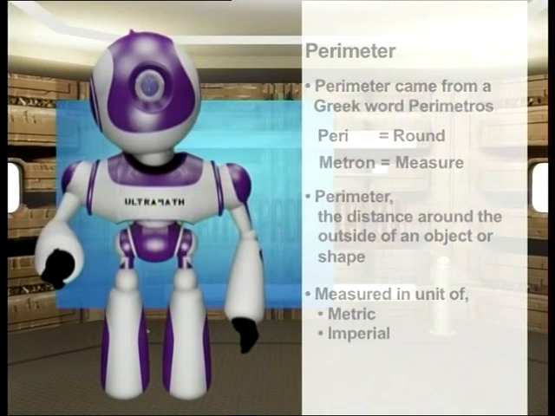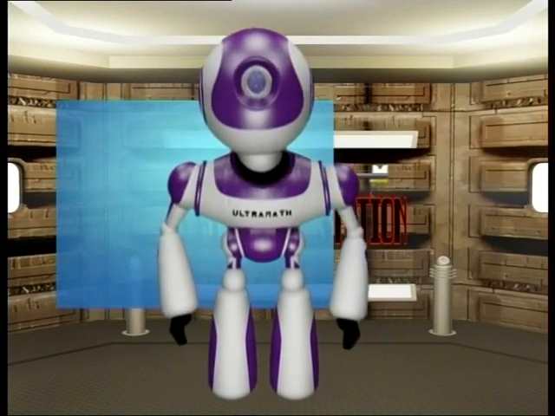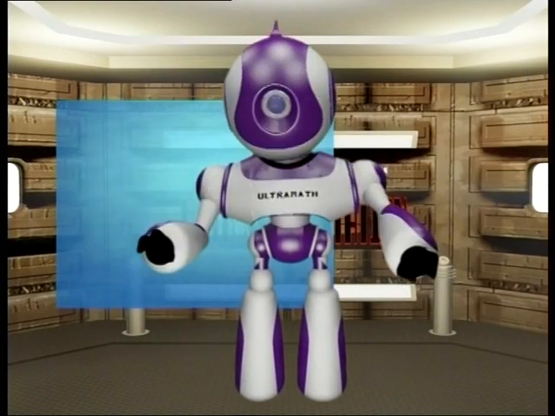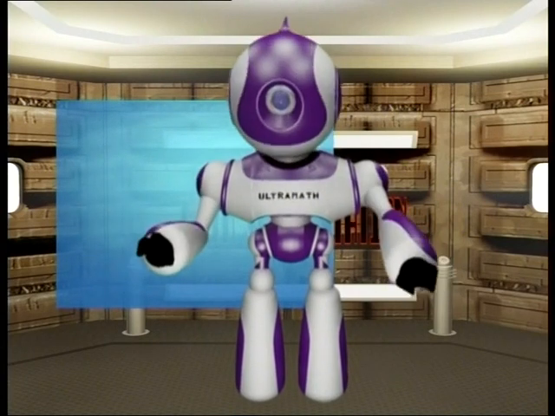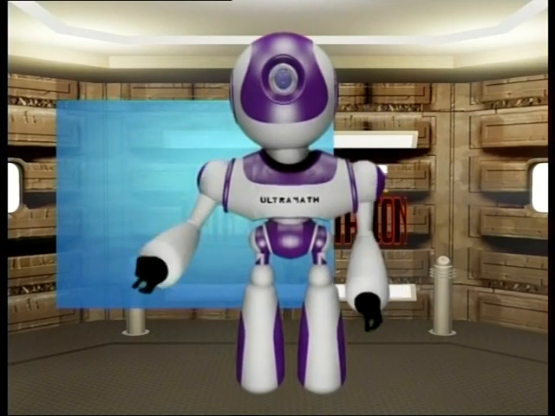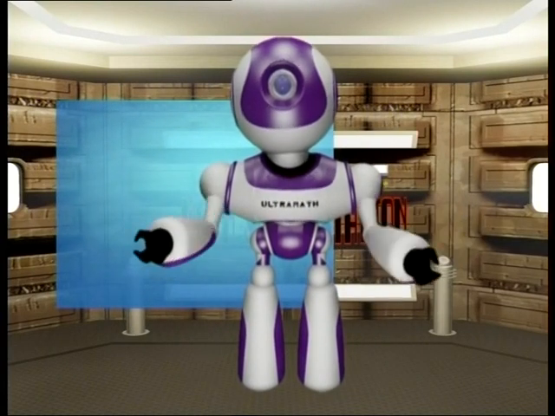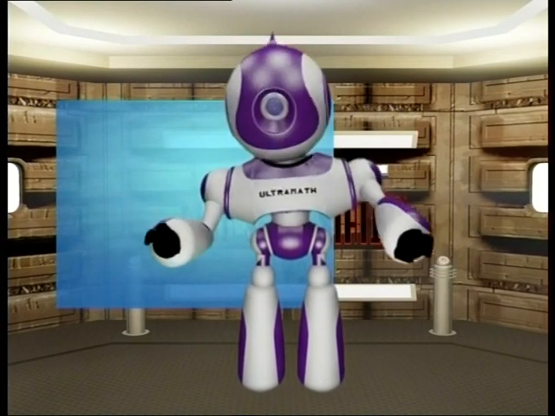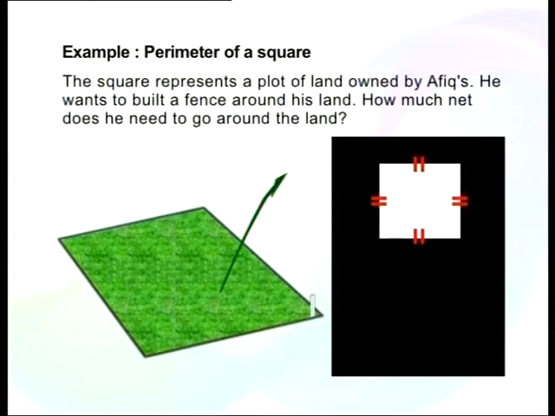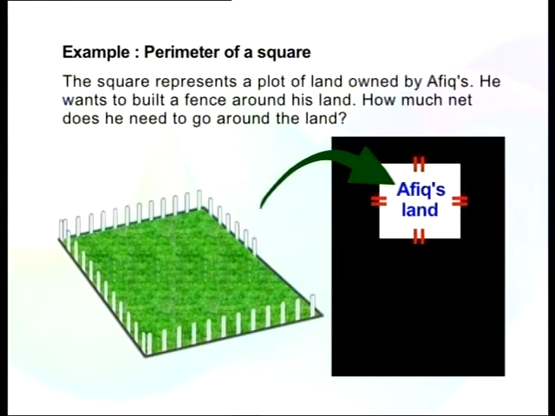The measurement needed to calculate a perimeter depends on the shape. For a rectangle, for example, we will need to know the length and width of the shape. To further understand how to calculate perimeter, let's look at this example. The square represents a plot of land owned by Afik. He wants to build a fence around his land. How much net does he need to go around the land?